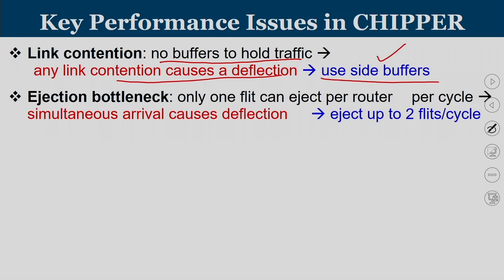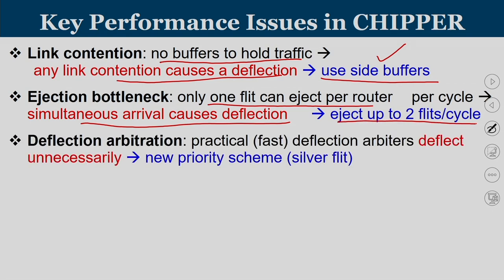Second one is the ejection bottleneck. You can see that in the case of a CHIPPER design, only one flit can be ejected per router per cycle. So, when you have simultaneous arrival of flits that are to be ejected, it will lead to more deflections. The scenario typically happens when in a given clock cycle you have more than one flit to be ejected. Since you have only one ejection port and that is an early ejection port, can we slightly improve the bandwidth of ejection, ejecting up to two flits per cycle? And third one, deflection arbitration. So, we are using a fast deflection arbiter.